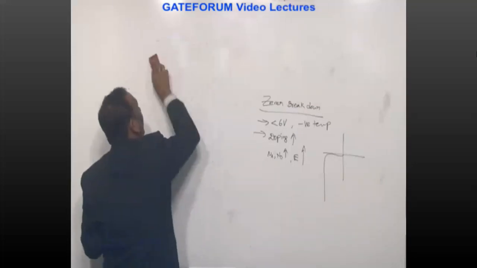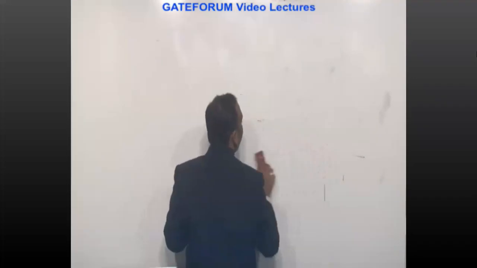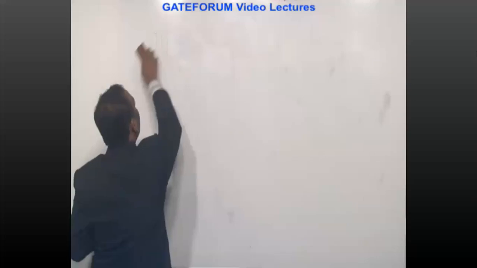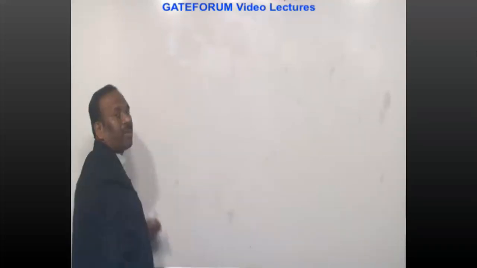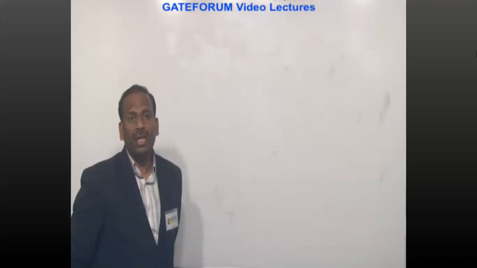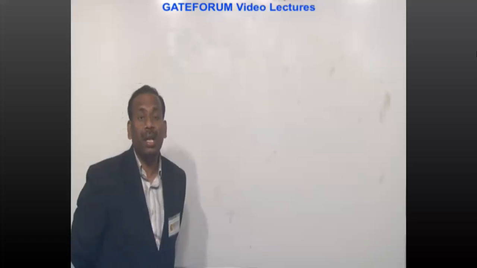For Zener breakdown to take place, the diode has to be heavily doped. For avalanche breakdown, normal doping is sufficient. Below 6 volts, Zener breakdown will take place. Above 6 volts, avalanche breakdown will take place. Zener breakdown has a negative temperature coefficient, and avalanche breakdown has a positive temperature coefficient.